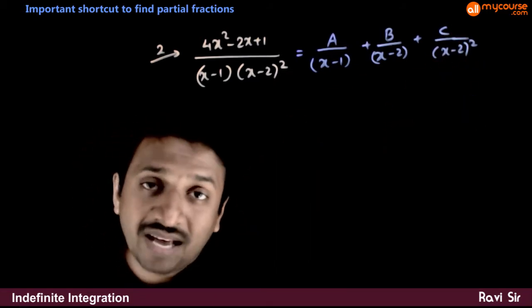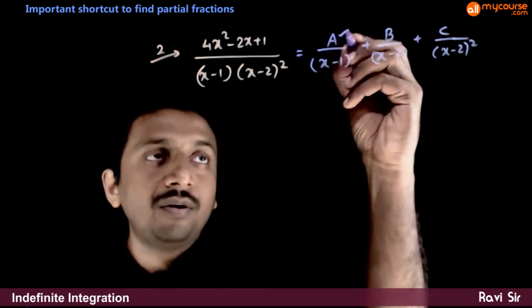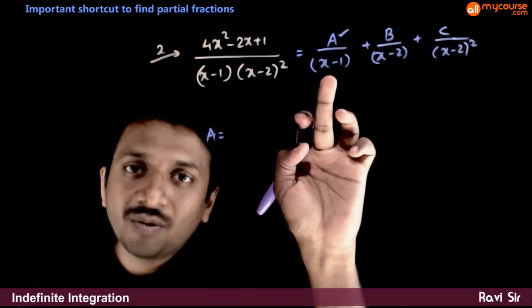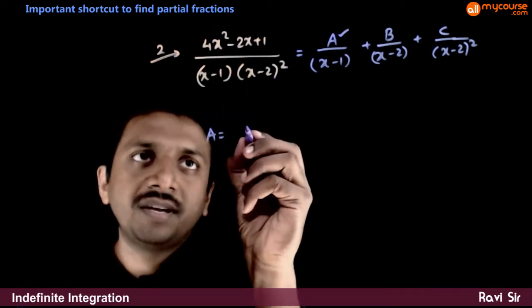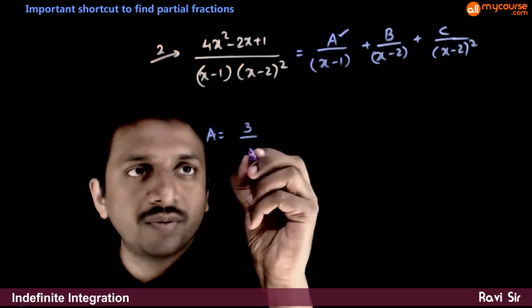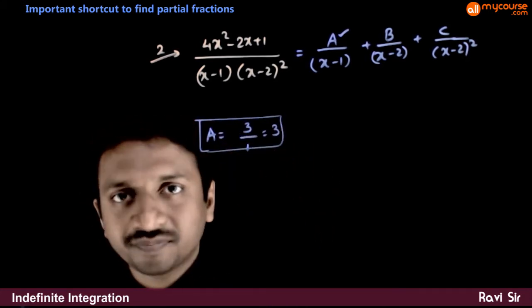Now, as we have seen in the previous shortcut, A can be found very easily. You just need to put x equal to 1, right? So if you put x equal to 1, 4 minus 2 plus 1 is 3, divided by (1 − 2)², that is (−1)², which is 1. So A is equal to 3.